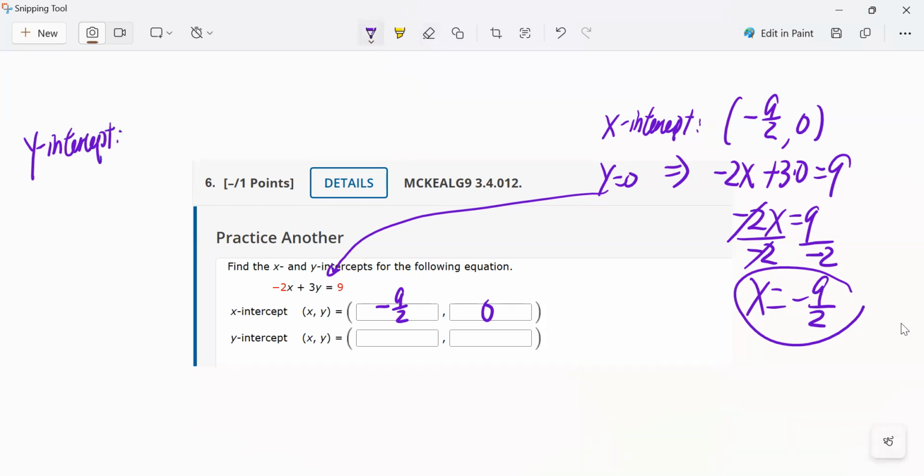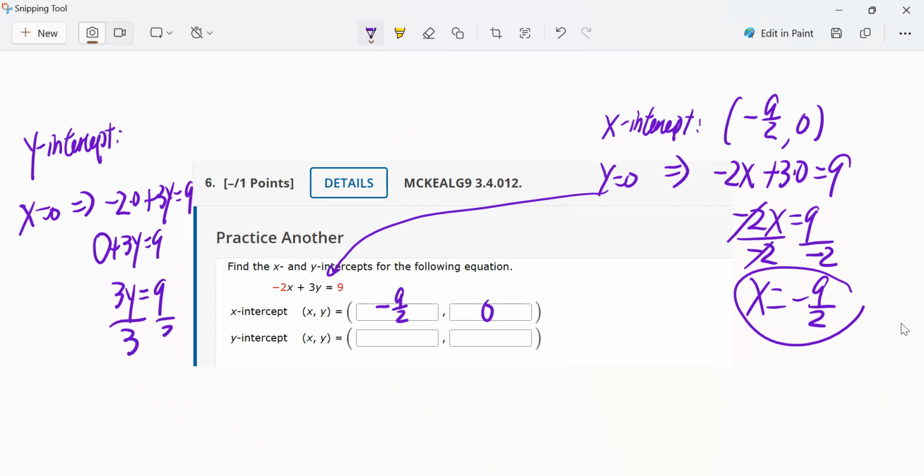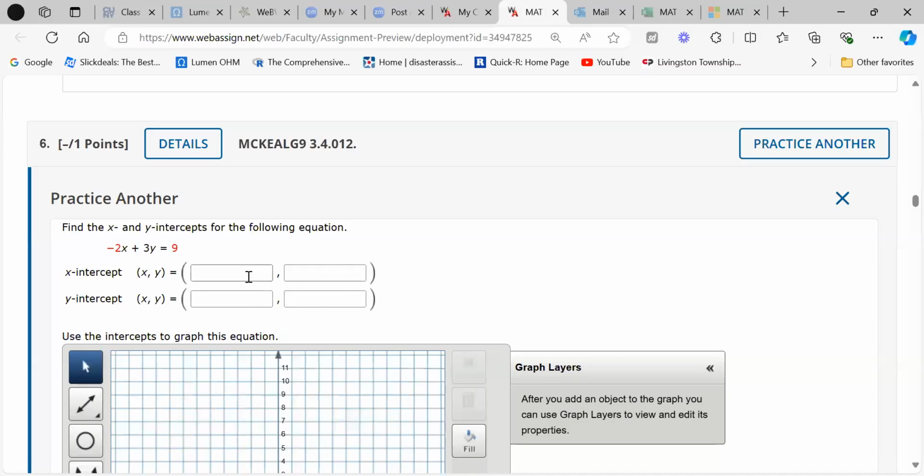We set x equals 0. And solve for y, right? So it would be negative 2 times 0 plus 3y equals 9. And negative 2 times 0 is 0. 0 plus 3y equals 9. 3y equals 9. Right? Divide 3 from both sides of the equation. Y equals 3. So that would be 0, 3. Once we have that, we're going to go back and sketch the graph. You can also try it in your own platform. So negative 9 over 2 first, and 0. That's actual x-intercept and y-intercept. X equals 0, y equals 3.